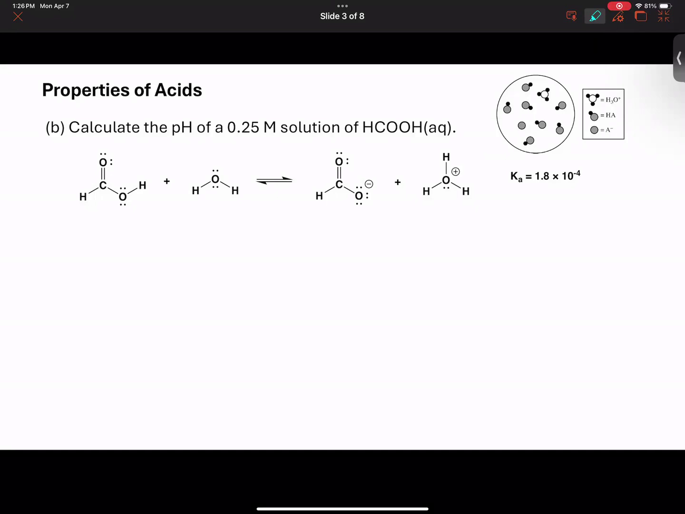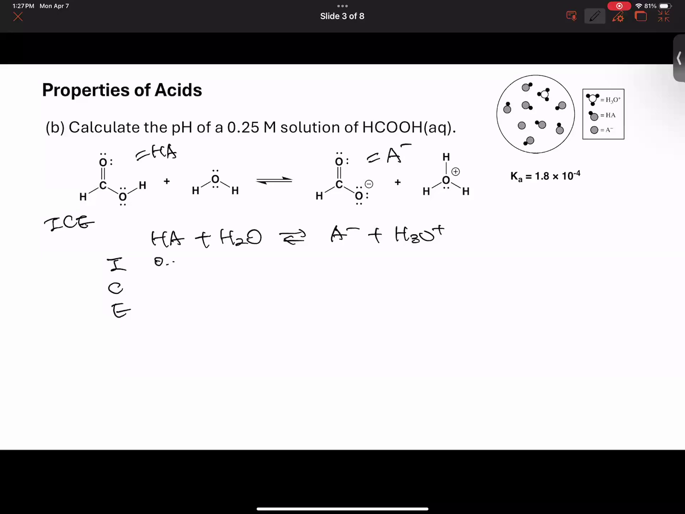Okay, so in this case, we need to set up an ICE table. Setting up an ICE table is a very important skill, so let's learn how to do it properly. Let me write this one as HA, monoprotic acid, and this one as the conjugate base A negative, and then hydronium ion. So the equation is the acid is deprotonated in water, producing its conjugate base A negative plus hydronium ion. So this one is the equation. Let me write initial concentration, change in concentration, at equilibrium: the ICE table.